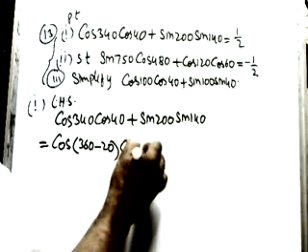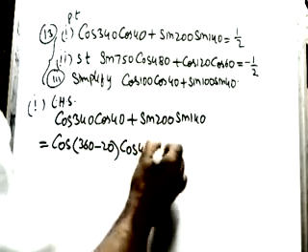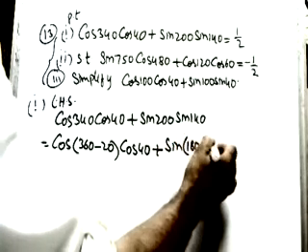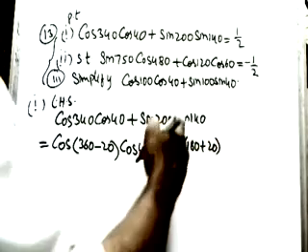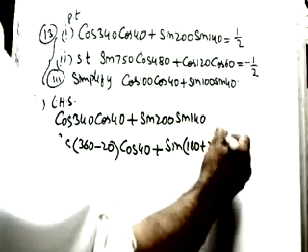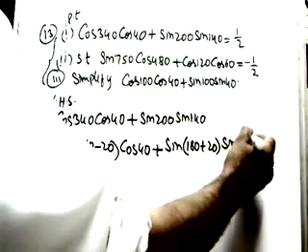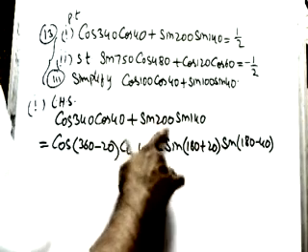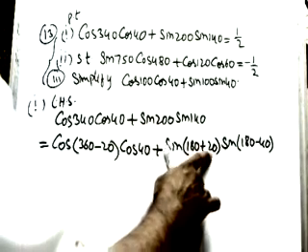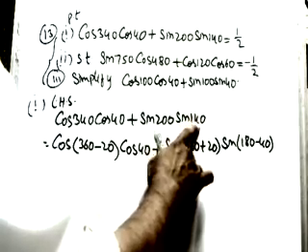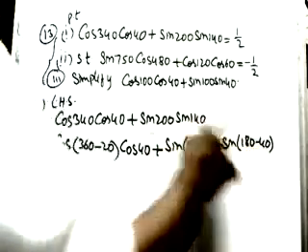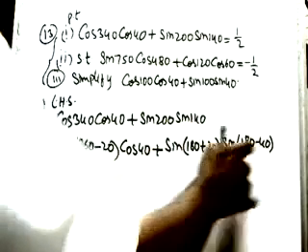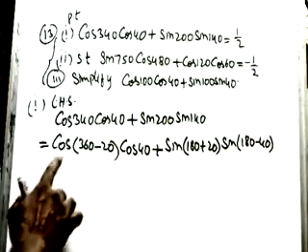In the same way, I'm writing this as it is, 40. Now I'm changing this one: plus sine of 200 can be written as 180 plus 20. Now this also we can change: sine of 180 minus 40. Once more, sine 200 can be written as 180 plus 20, and sine 140 can be written as 180 minus 40.